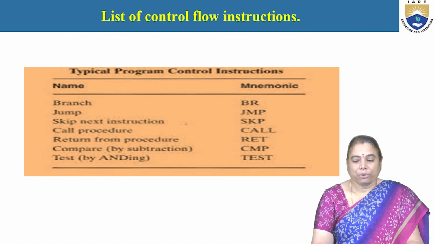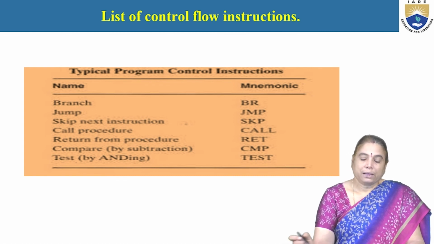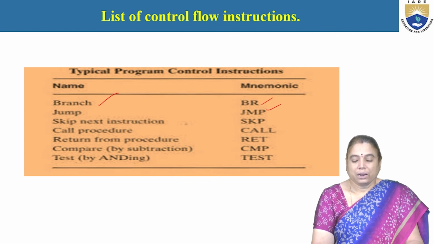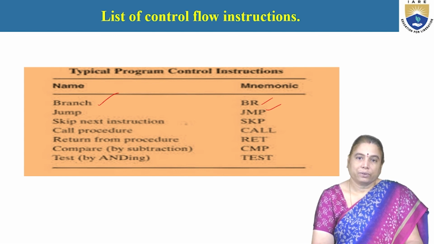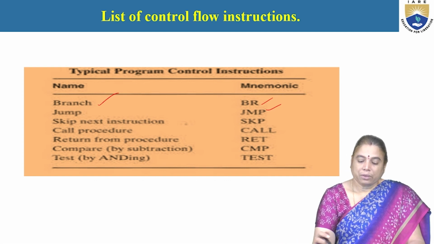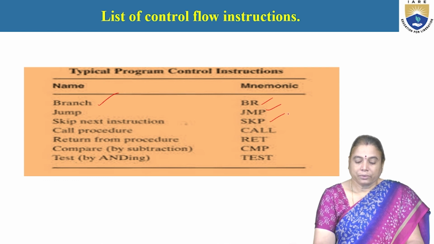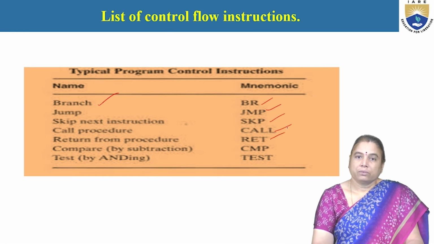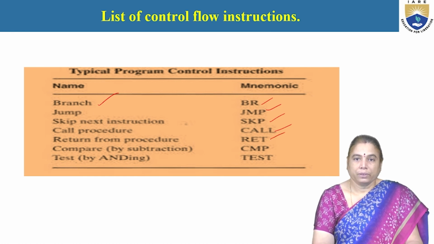What are the control flow instructions? Branch, with the mnemonic BR, and jump, JMP. Branch and jump are generally used unconditionally to alter the flow of execution. Next, skip next, SKP. Call procedure, CALL. Return from procedure, RET. Subroutines or procedures can be called with the CALL mnemonic, and control returns to the main program with the RET mnemonic.